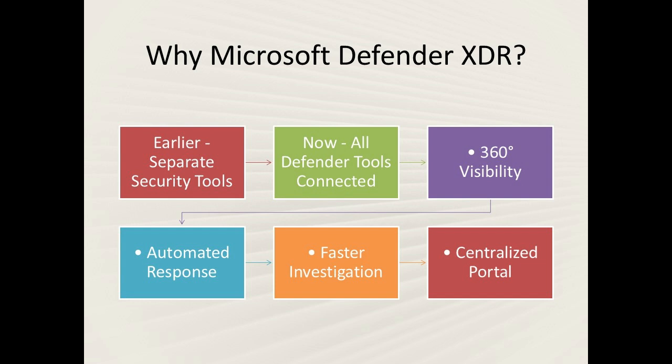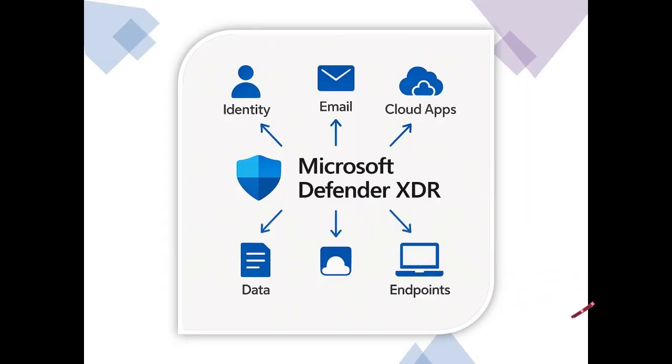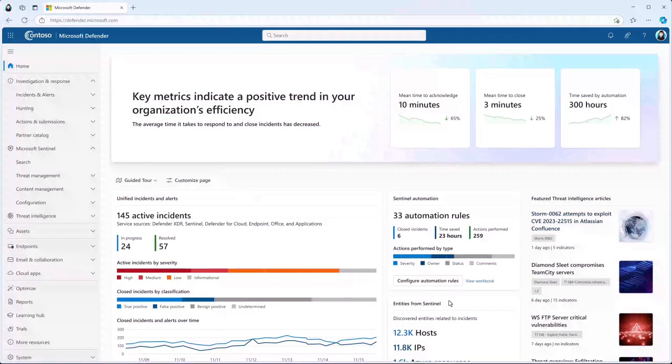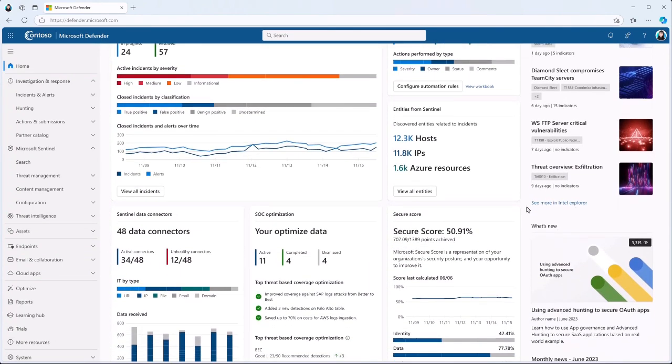So why is it called XDR? XDR is basically extended detection and response. Extended means beyond just endpoints and laptops. It goes beyond that boundary. It covers multiple areas: it gets the logs from identity, emails, cloud apps, your endpoints, and of course your data. All these logs come together on one platform, and that is why Microsoft called it XDR, extended detection and response.